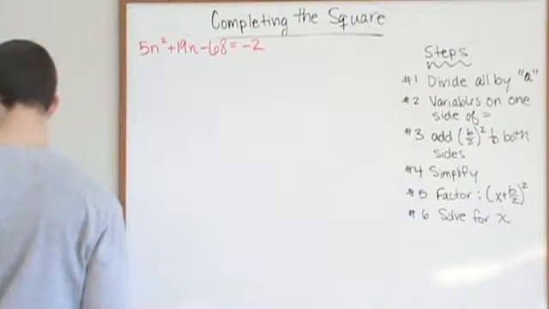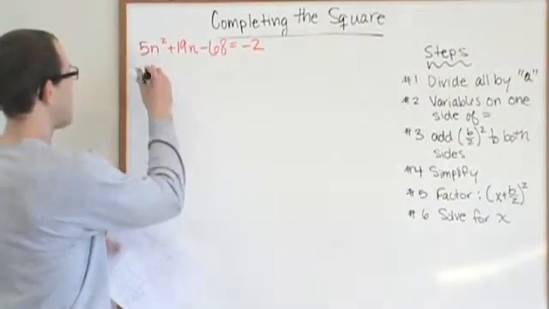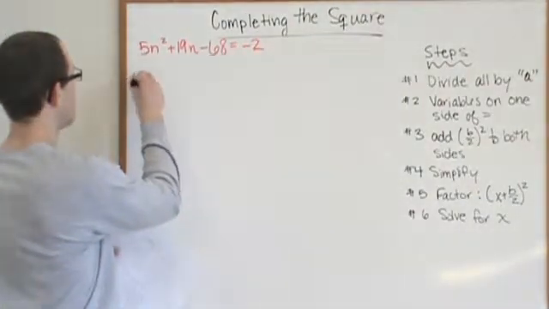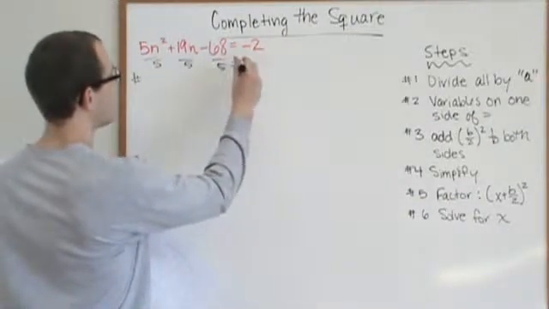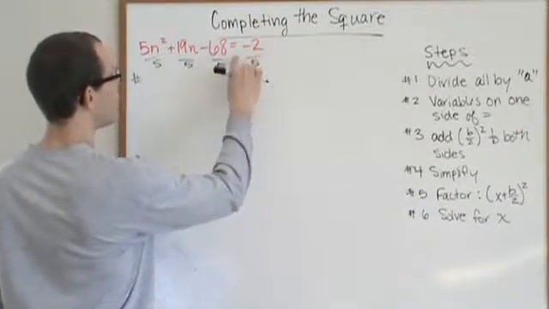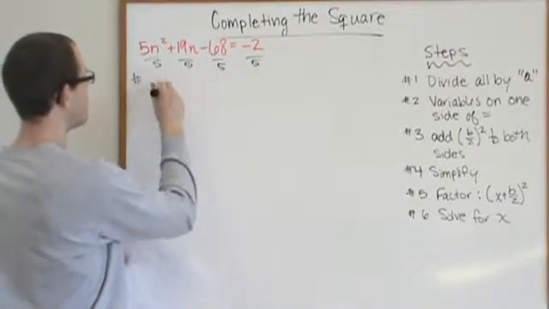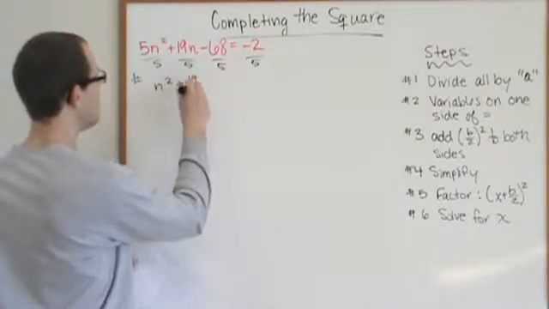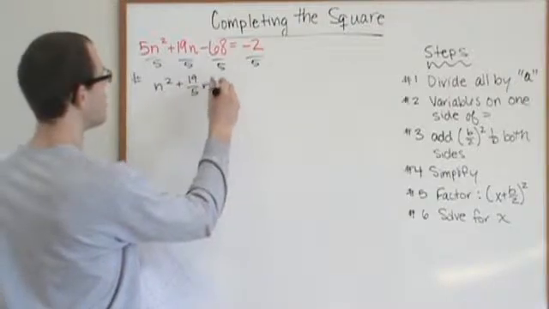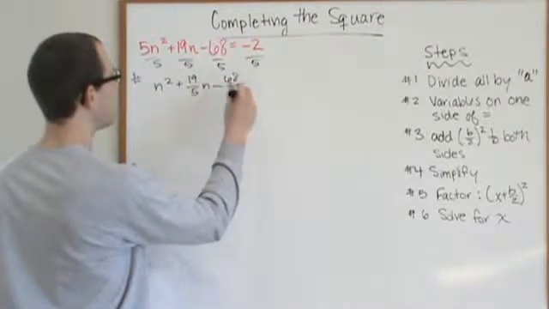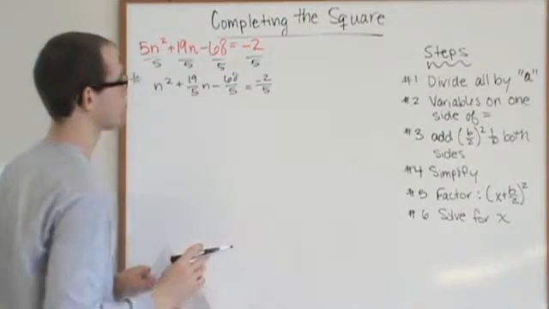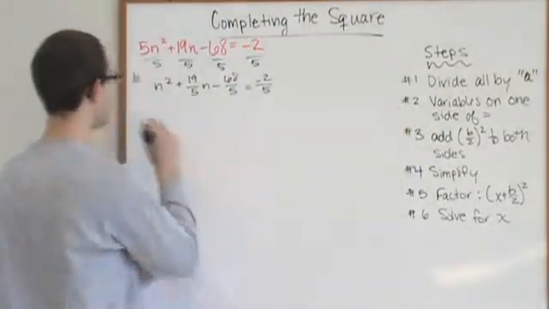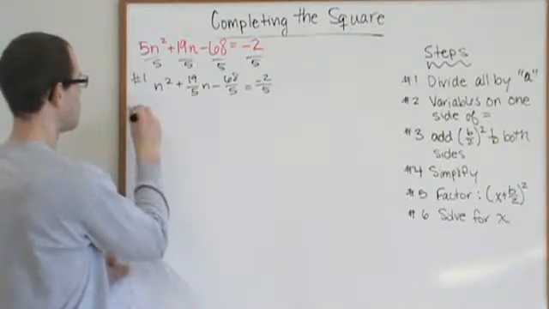So let's begin. First by dividing everything by A. So that's step number one. Divide everything by A, which is 5. Let's just put that there and erase that. So we have n squared plus 19 divided by 5n minus 68 divided by 5 equals negative 2 divided by 5.